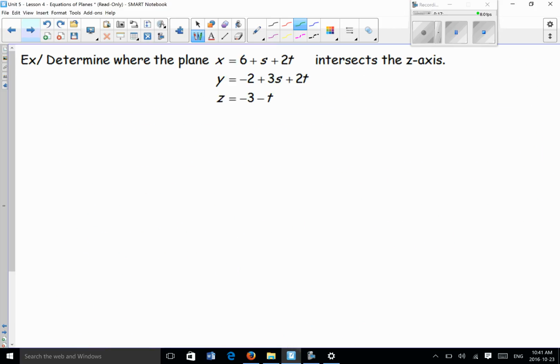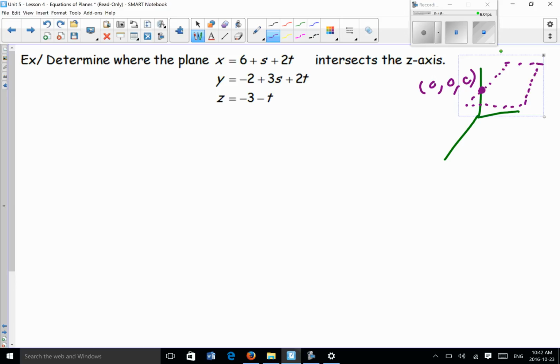Okay, last one. Determine where the plane intersects the z-axis. So we're thinking three dimensions. We've got this plane, and we want to know where this plane intersects the z-axis. Okay, so how can we do this? Well, it's going to intersect the z-axis at a certain point. Call it a dot right there. What point is that? Well, it's going to be 0, nothing on the x, nothing on the y, and some value for c. So I need to be able to solve for that value of c.